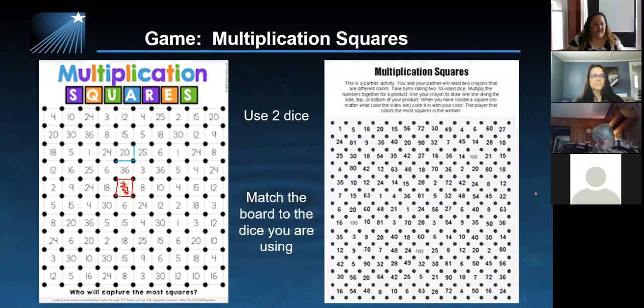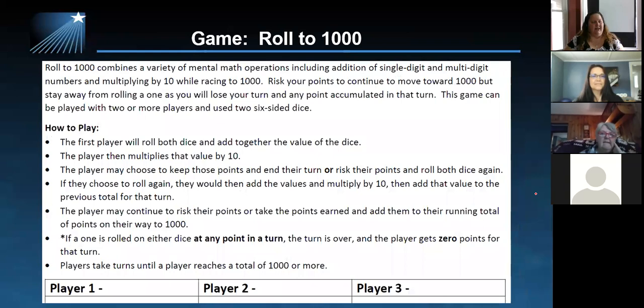All right, we're going to move to the next game. The next game is called Roll to 1000. I know that I've seen this game as part of some math programs, so you might see this game. It's typically played or introduced around grade 3. It does include some addition and some multiplying by 10. So you're adding single digits, but also you get into multi-digit numbers. And then students, once they learn how to play this, they really like to play this.